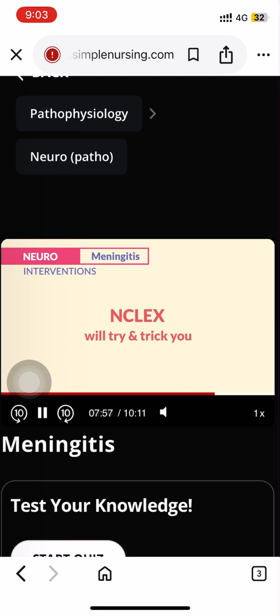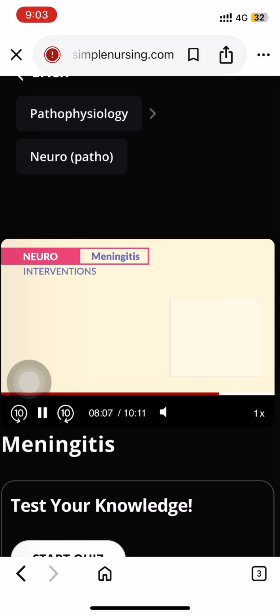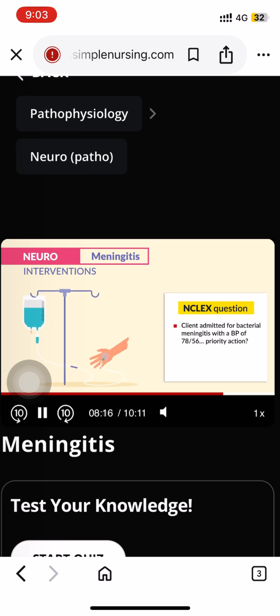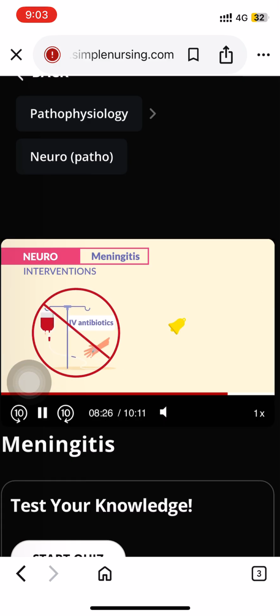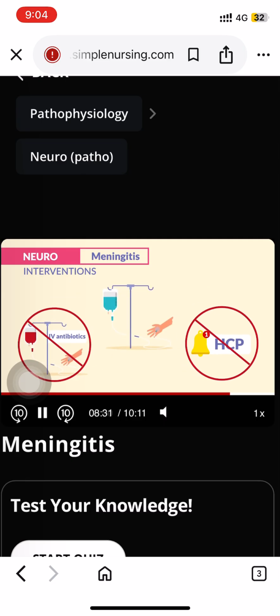Now the NCLEX will try and trick you because they want you to prioritize, asking for a priority action if a client slips into septic shock from meningitis. So a common NCLEX question. Client admitted for bacterial meningitis, with a really low blood pressure. What is the priority action? So the first action that you should take is to administer the bolus of IV normal saline, that isotonic fluid. Not giving IV antibiotics first, and definitely not calling the provider. Priority here to save the patient's life is giving fluids.